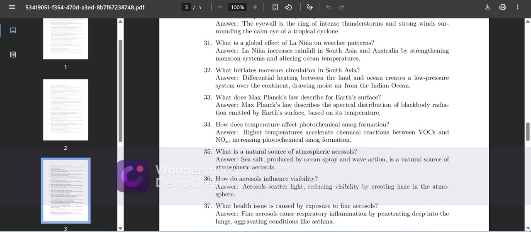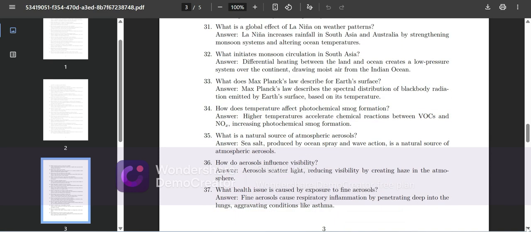What is a global effect of La Niña on weather patterns? La Niña increases rainfall in South Asia and Australia by strengthening monsoon systems and altering ocean temperatures.